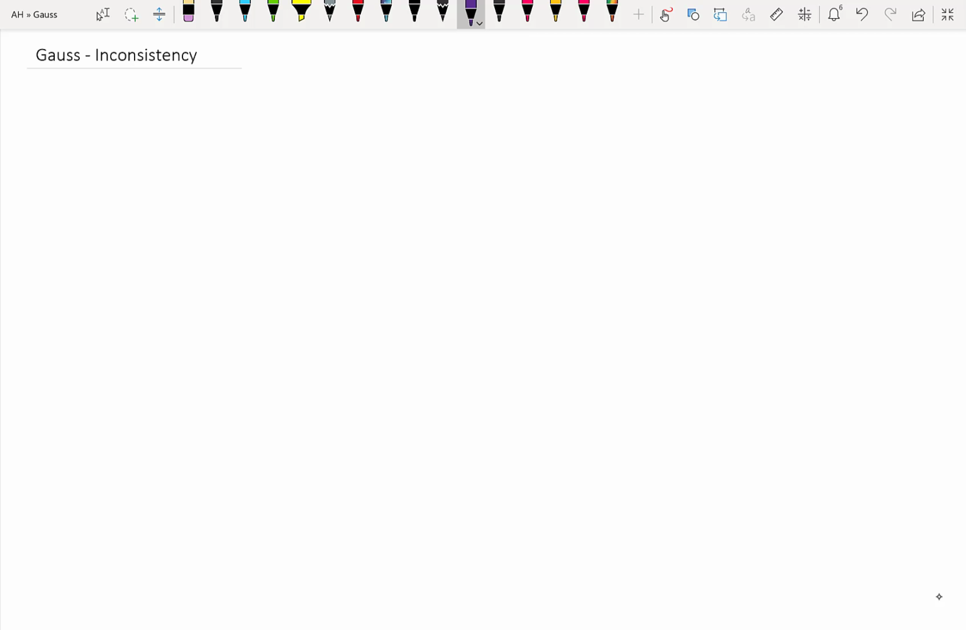Okay, so here what we are going to look at is the first of two special cases that might occur when we're looking to do our Gaussian elimination. The first one we're looking at here is inconsistency.